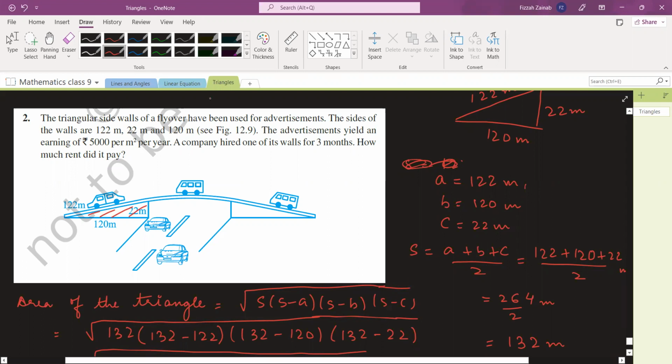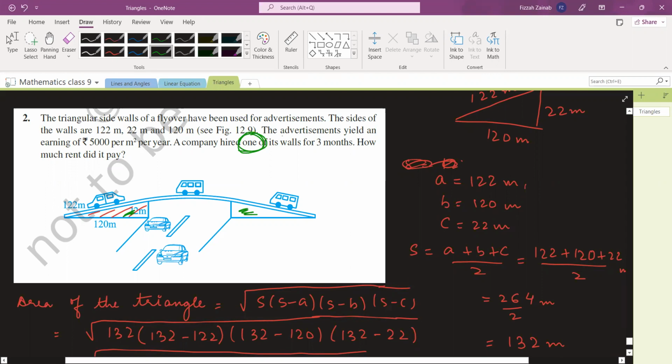Now I'm interested. Now see here in the question, there are two walls, right? One wall is here and another wall is here. Okay. But the company hired one of its walls. So I'm interested only in one wall. Otherwise, I have to add the area of the other wall also. Is that clear? So I'm considering only one wall.